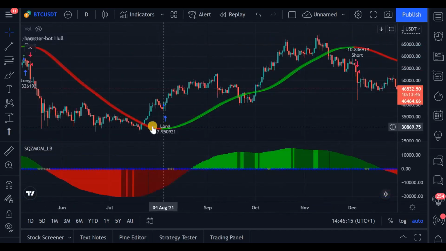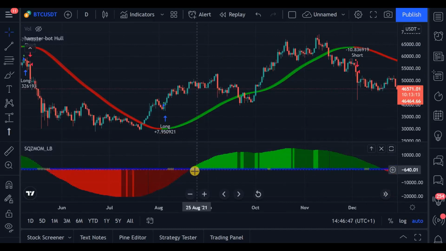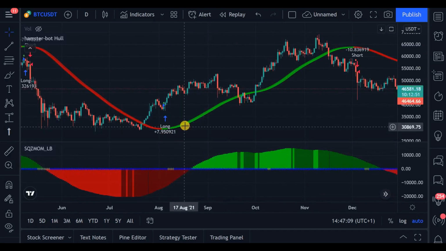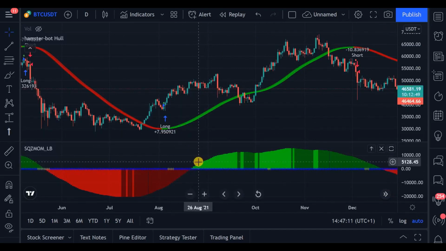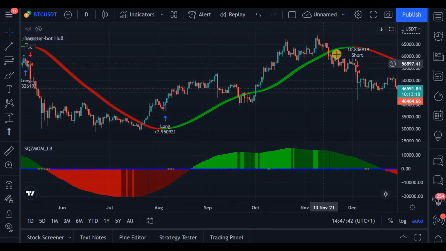You can see right here, when you get the long signal, the squeeze momentum indicator would give you a green signal, which shows a confirmation of this trade. When you see these two indicators giving the same signal, that is the best time to enter a long position, and I would get the chance to take my profit at a higher level. So that's how you use these two indicators to help clarify your entry point and your exit point.